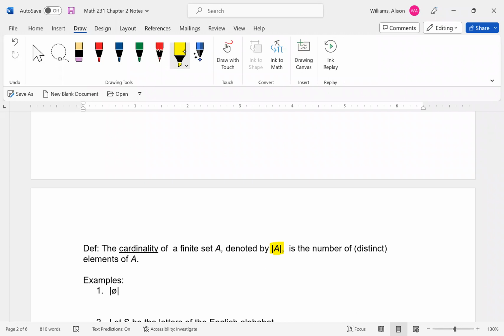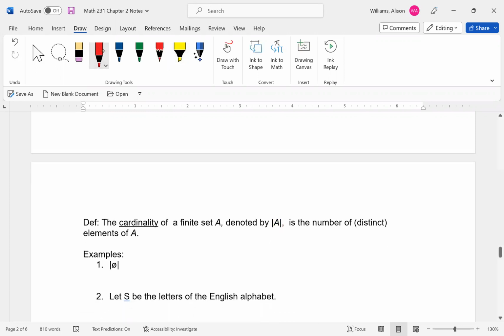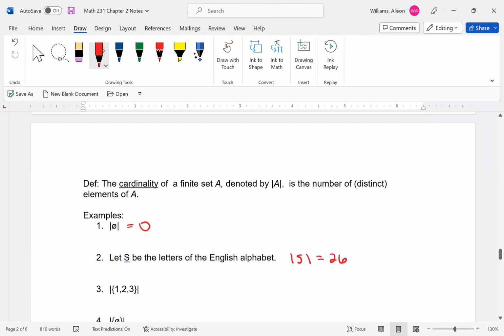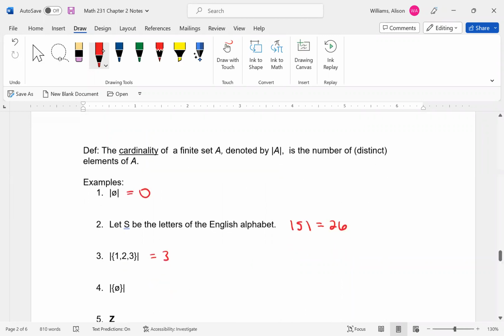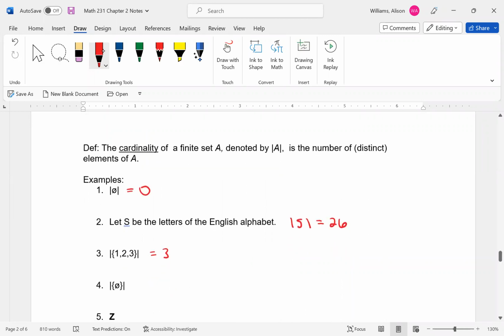All right, so let's look at the cardinality of some specific examples here. In this one, let's look at the cardinality of the empty set. How many elements are in the empty set? 0. It's the empty set. If S is the letters of the English alphabet, how many elements are in there? Well, that would be 26. There are 26 letters in the English alphabet. This one actually gave us the elements, and we can see that there's 3 of them. Now number 4 is different than number 1 because you see how it has little squiggly brackets? That means this is the set that contains the empty set. So there is 1 element here.